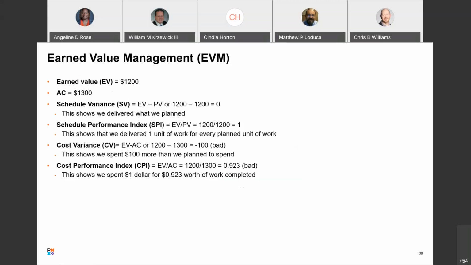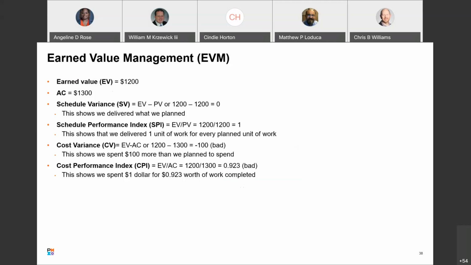So schedule variance, EV minus PV, 1,200 minus 1,200. So schedule-wise, we're right on track. Schedule performance index, EV divided by PV, 1,200 divided by 1,200. We're right on track. 1. This shows we delivered 1 unit of work for every planned unit of work.